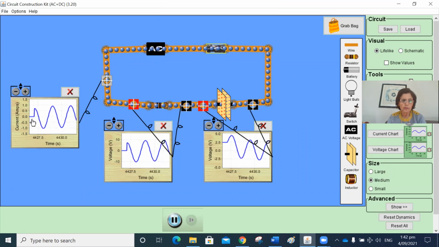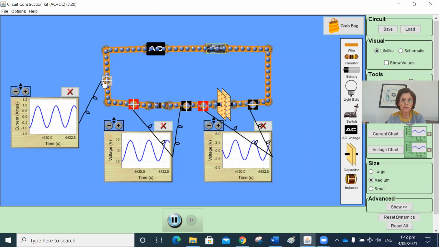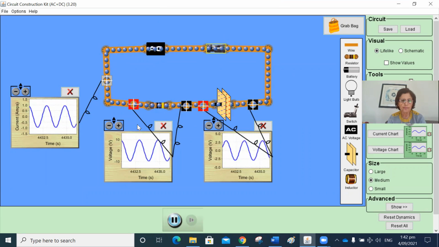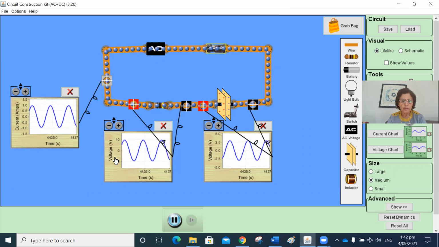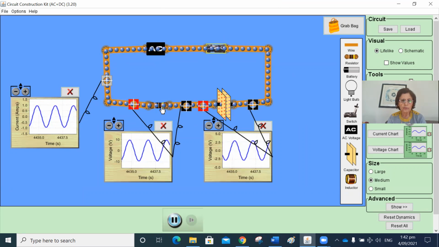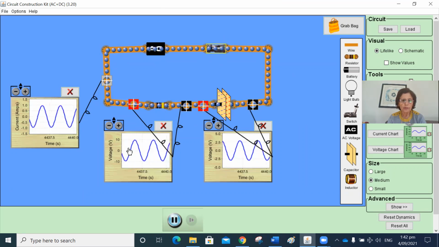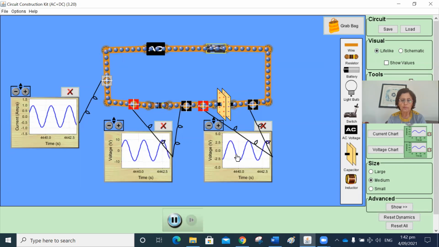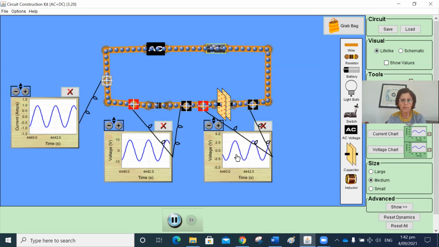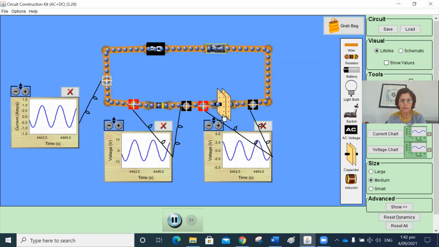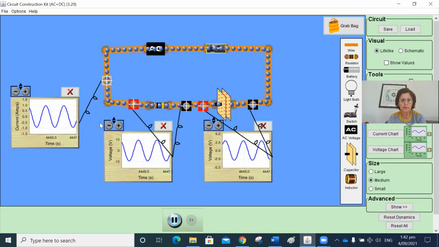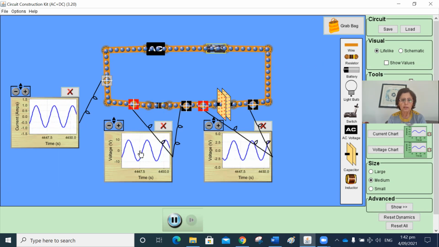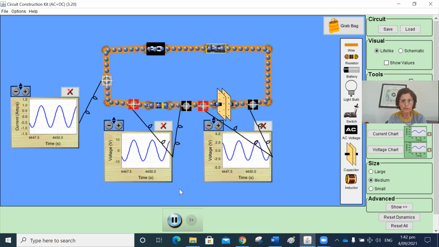So this is the current time graph. It's measuring the current, and current is the same everywhere in a series circuit. Now this voltage time graph is across the resistor, so it's measuring the voltage across the resistor at different times. And this one is recording the voltage at different times across the capacitor. So let's compare first of all, what is the phase relationship between the current and the voltage across the resistor.